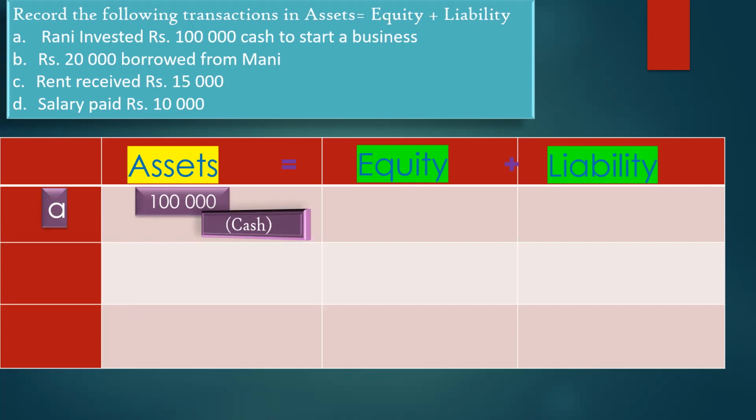Whenever we do business, I told you clearly, we have to imagine that we are inside the business. You are not the owner. You are inside the business. You are at the cashier point, at the accounts point. When the owner invests money, we receive 100,000 rupees. Since Rani is the owner because she started the business, it comes under equity, 100,000 capital. Since it is brought by the owner, it increases the equity.